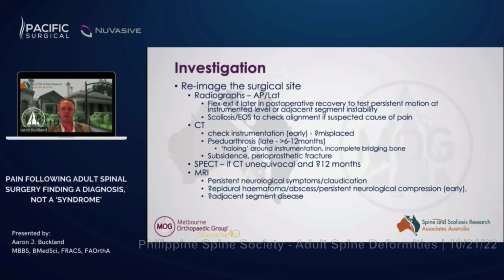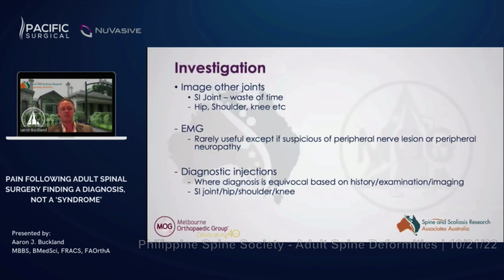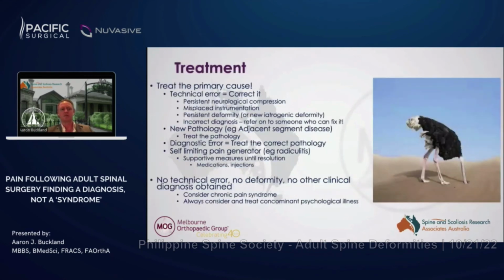I'll always re-image a surgical site, first with radiographs. If that's not obvious, I'll get a CT. SPECT scan if it's greater than 12 months and the CT's unequivocal. And an MRI if I think there's persistent neurological symptoms, although this can be very difficult to interpret in the setting of a lot of instrumentation. Image the other joints that you think may be causing symptoms. If you're still unsure, think about an EMG or nerve conduction test. And if you're still not sure, then diagnostic injections of the painful joint, not with an epidural, can be helpful.